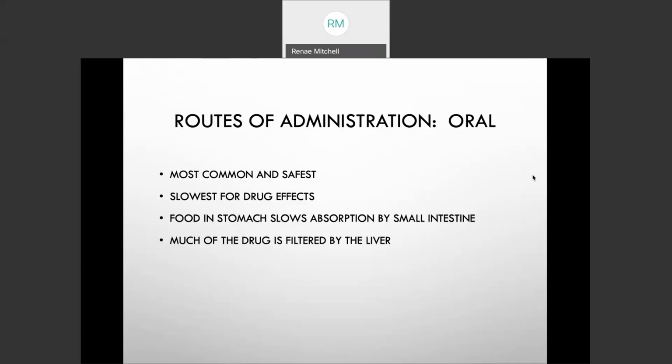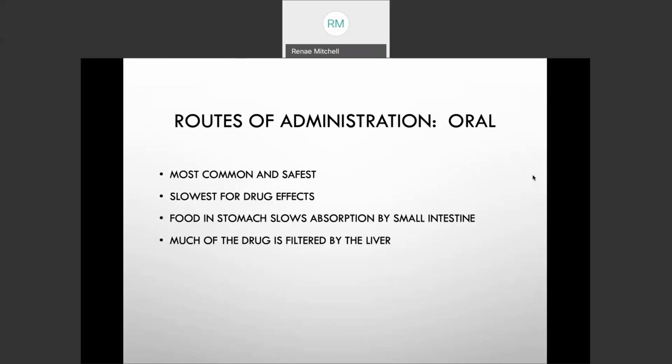Oral administration of drugs is the most common way that drugs get into the body. This can be in pill form. It can be dissolved in a solution like a liquid that would be drunk. It's generally the safest way that drugs can get into the body, and partly that's because it takes the longest for the drug to start to have an effect when it's ingested orally.